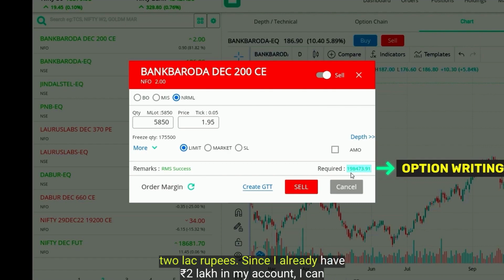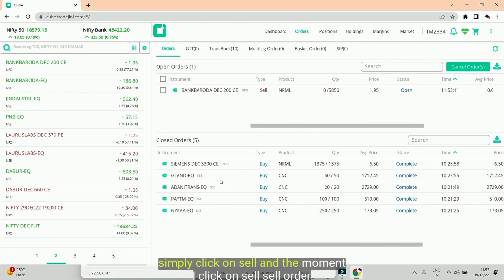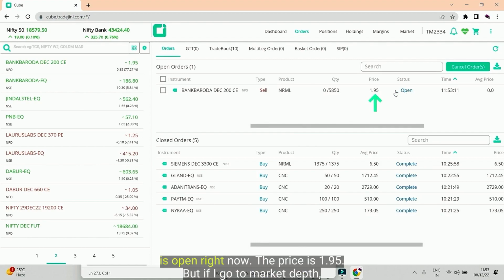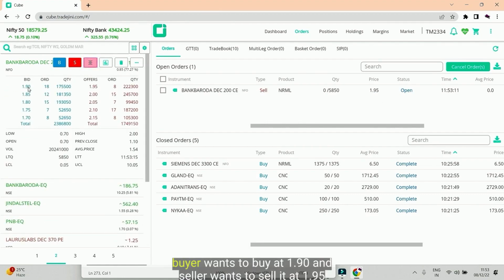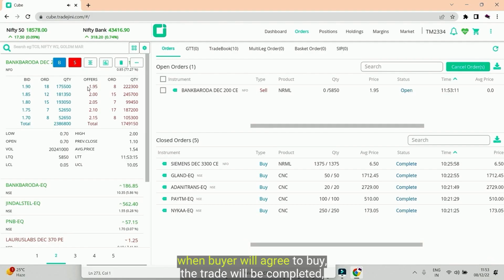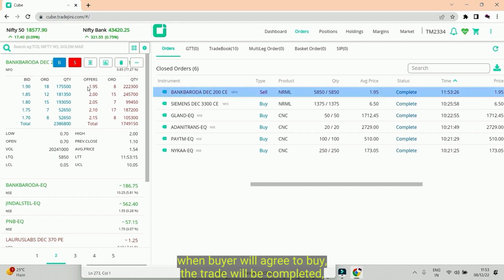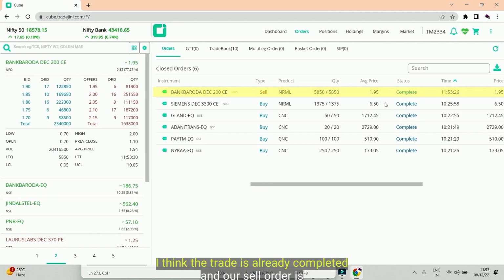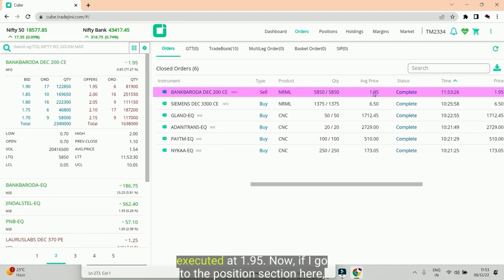Now since I already have 2 lakh rupees in my account, I can simply click on sell, and the moment I click on sell the order is open. Right now the price is 1.95, but if I go to market depth, the buyer wants to buy at 1.90 and the seller wants to sell at 1.95. When the buyer agrees to buy, the trade will be completed. I think the trade is already completed and our sell order is executed at 1.95.